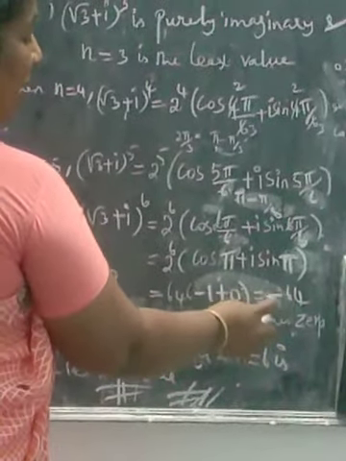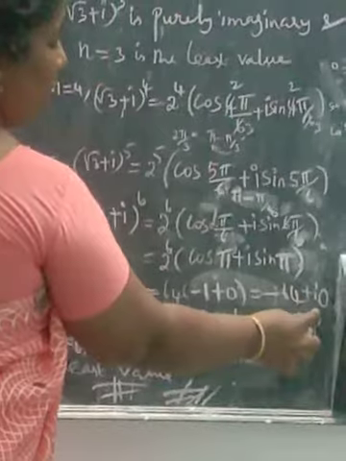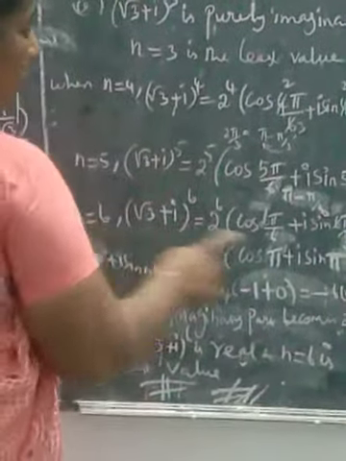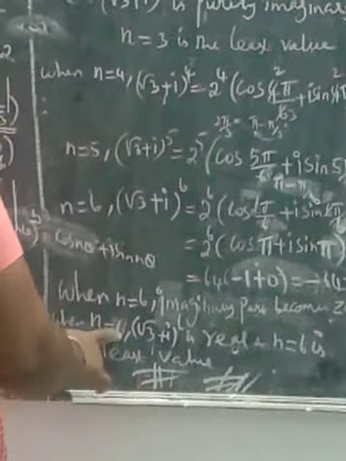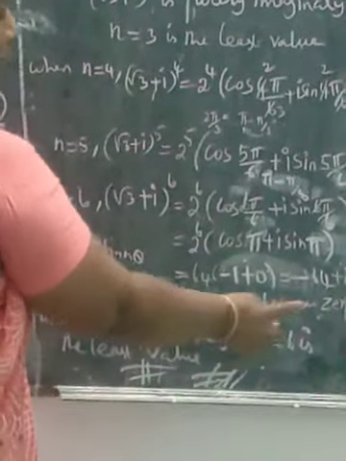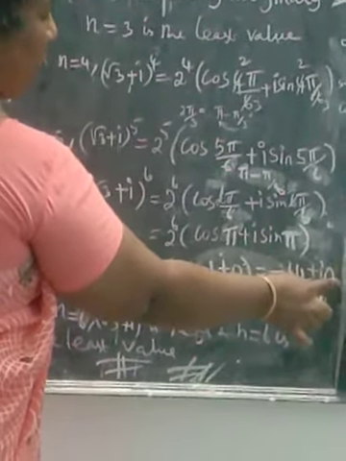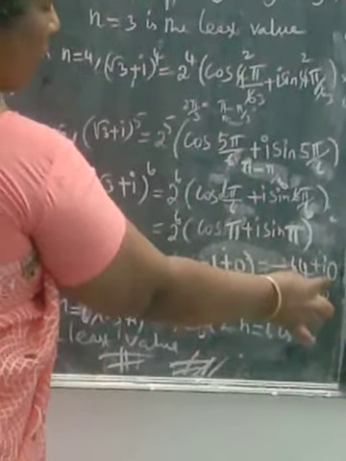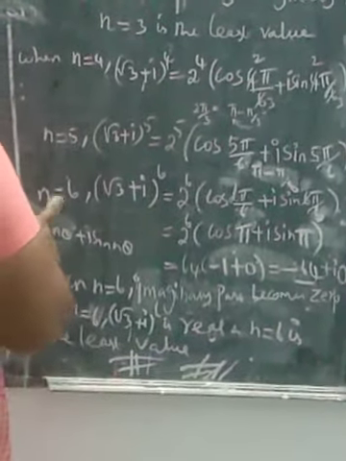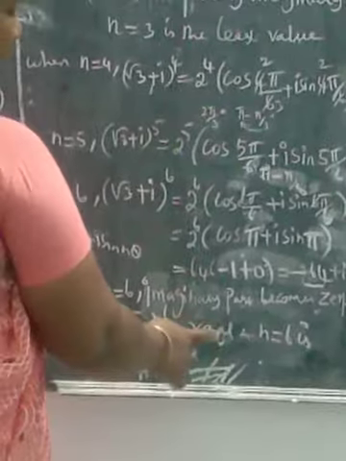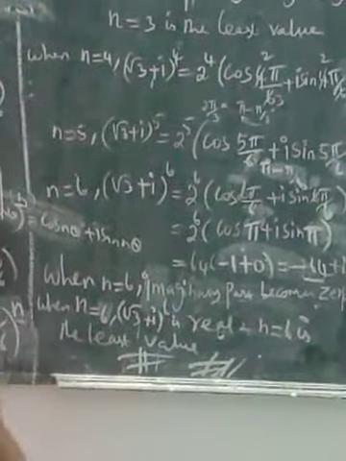So look here: there is only a real part and no imaginary part. That means when n equals 6, the imaginary part becomes 0. So for n equals 6, (root 3 plus i) to the power n is purely real. Why is it purely real? Because there is no imaginary part; the imaginary part is 0 here. We get only a real number. Therefore, when n equals 6, this complex number becomes real. Therefore, the least value is 6. n equals 6. That's all.